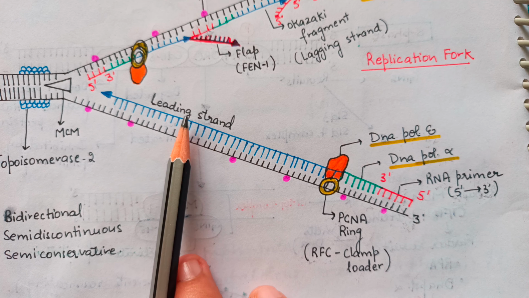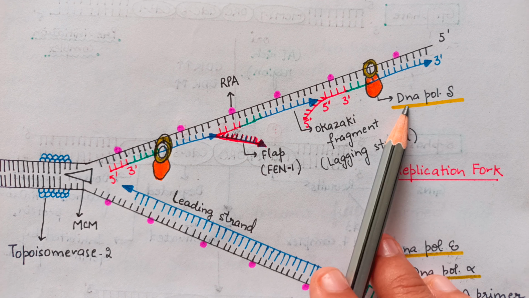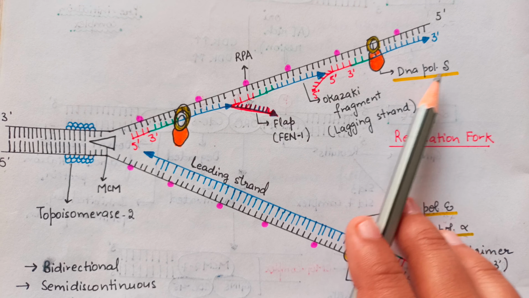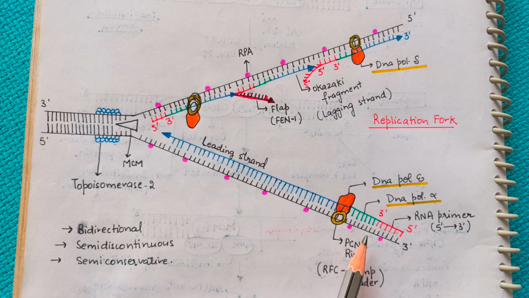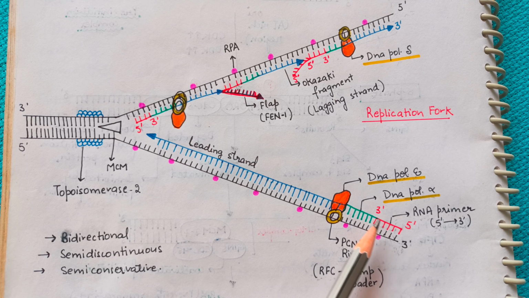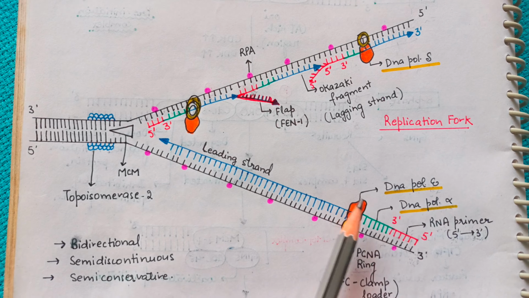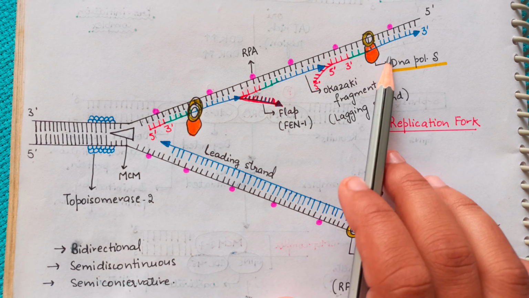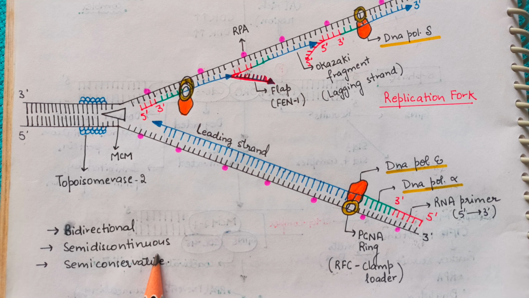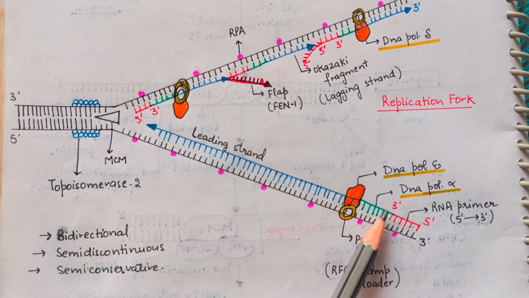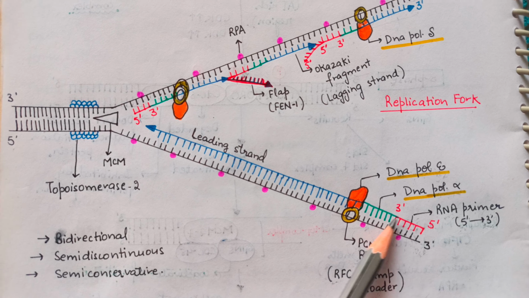So we can see that in the leading strand we have DNA polymerase epsilon, and in the lagging strand we have DNA polymerase delta. Now this is done. Another thing we can notice is that over here we have the leading strand and over here the lagging strand. The leading strand is continuous and the lagging strand is discontinuous, hence this is a kind of semi-discontinuous process.